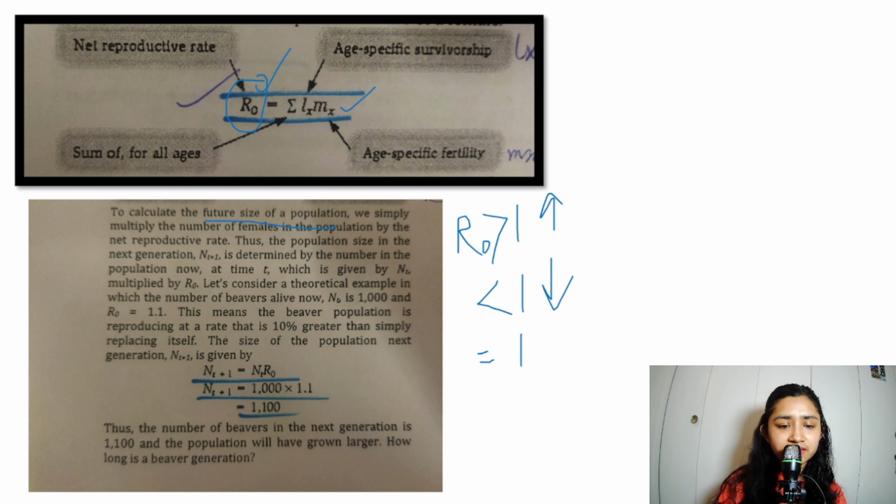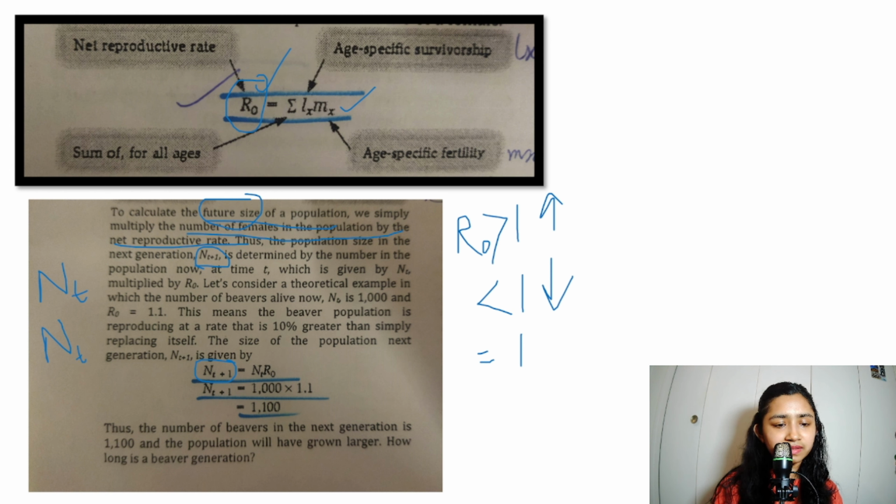Now, how to calculate the future population size? If NT is the present population size and NT plus 1 is the future population size, you just have to multiply NT with R0, the net reproductive rate. So we simply multiply the number of females in the population by the net reproductive rate. Thus the population size in the next generation is NT plus 1. NT is one generation, where generation means the age class, and NT plus 1 is the next generation.